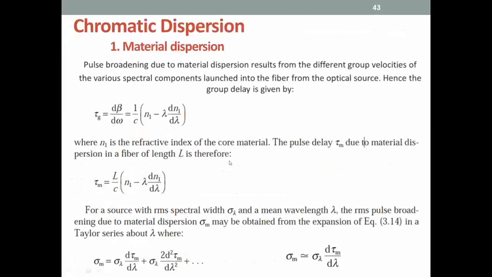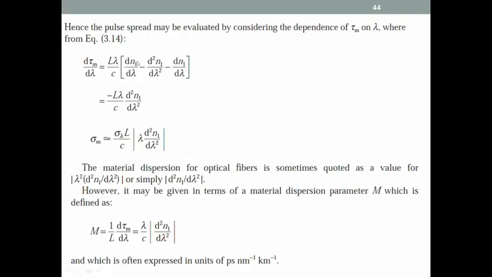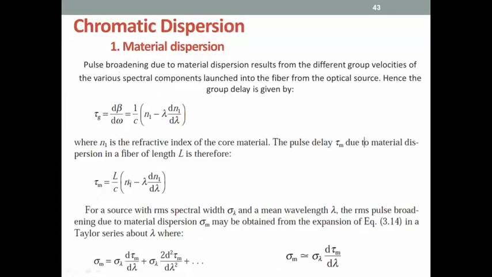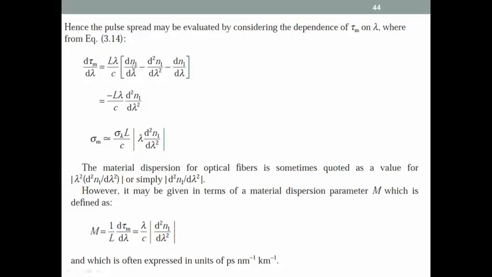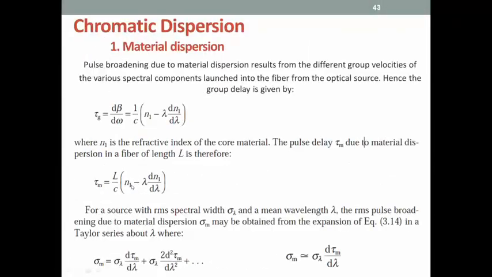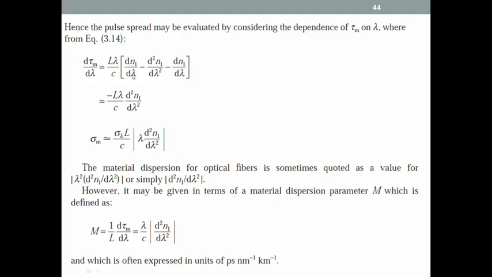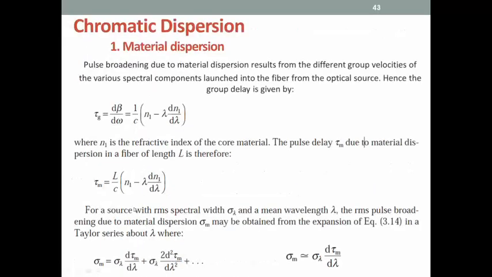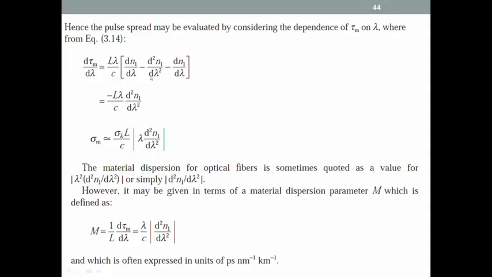So we are going to take the previous case of tau m. I'm going to differentiate tau m with respect to lambda. So L by C, I'm going to keep it as it is, and n1 differentiated with respect to lambda will give me dn1 divided by d lambda, and this follows the UV rule, because lambda into dn1 divided by d lambda will become a second order derivative. So that is what is happening here.